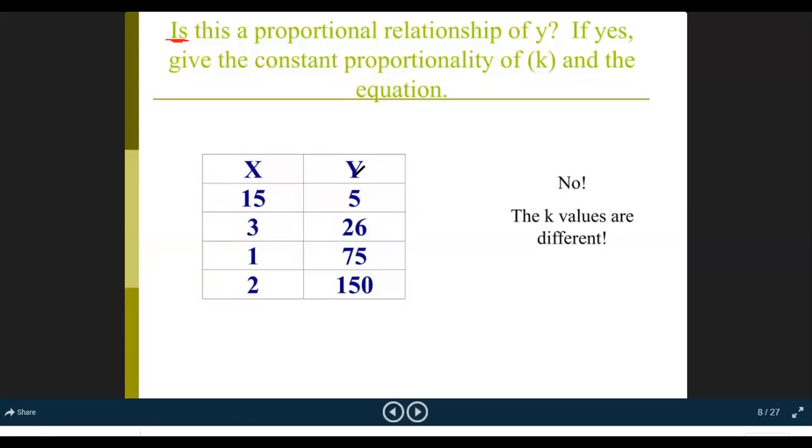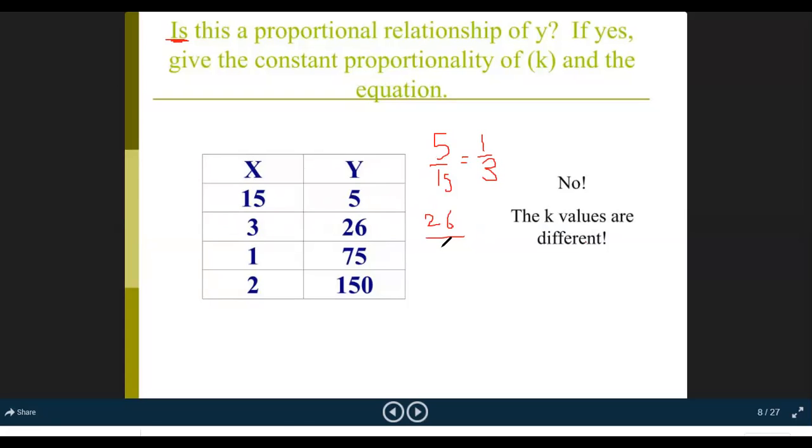Okay, let's start. Here you have y and you have x. 5 divided by 15, so this is the first one. Take care. 0.3 repeating, which means in fractional form, it will be how many? 0.3 repeating, which means 1/3. Right? Okay, second one, 26 over 3.